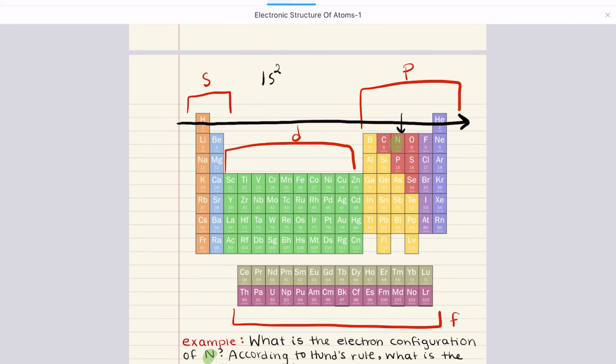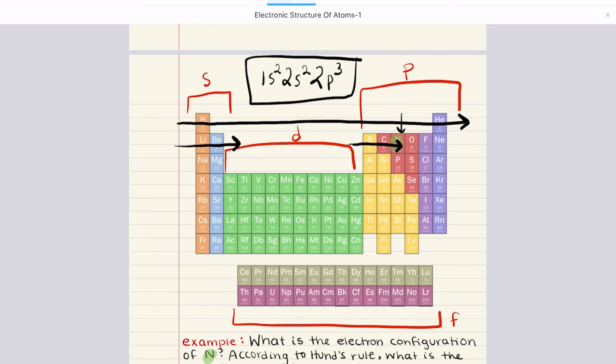Then we make it through the 2s part and we fill both electrons in that orbital as well. Now we've made it to the p block, the 2p block, and we make it through 1, 2, 3 elements before we get to nitrogen. So this is going to be 2p3. That is the electron configuration for nitrogen.